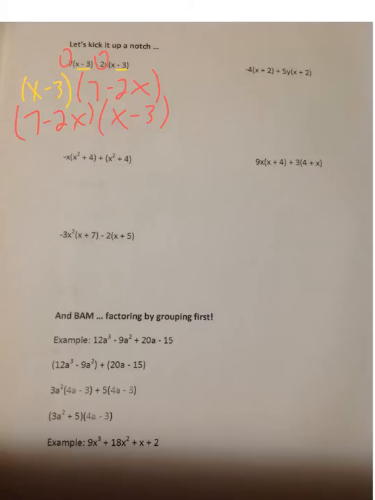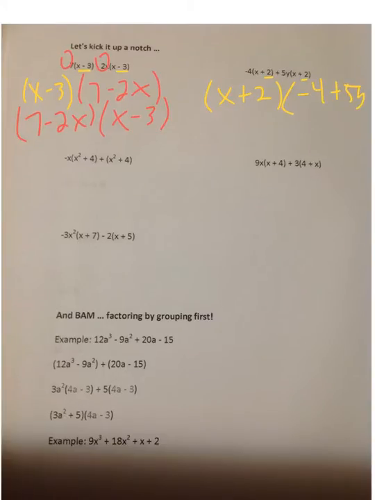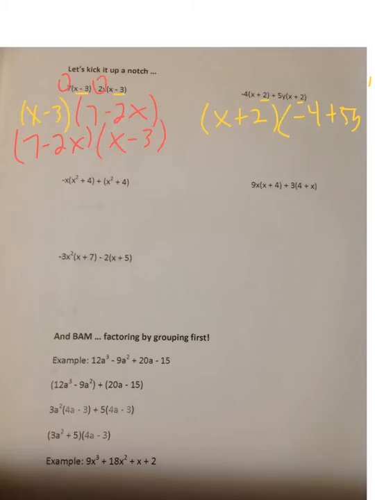Let's go over here to the right. What do we have common? We have these x plus 2's. I'm going to write that once. And then we have negative 4 plus 5y. The page is moving.